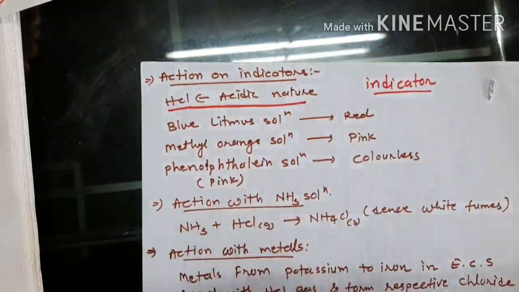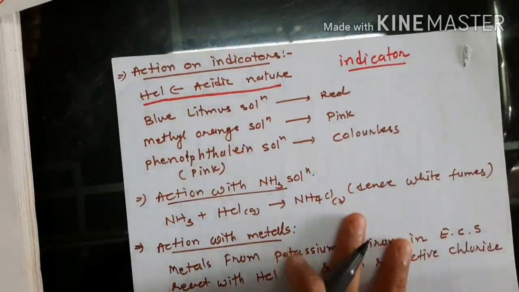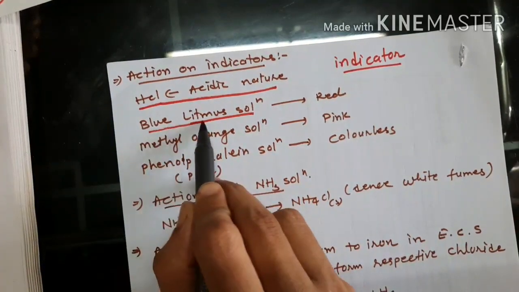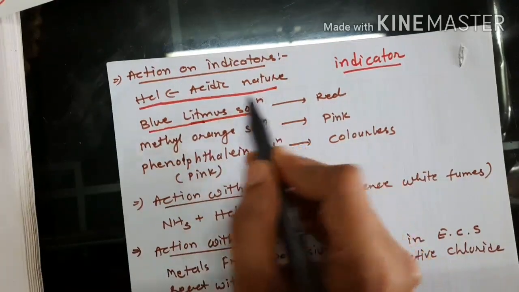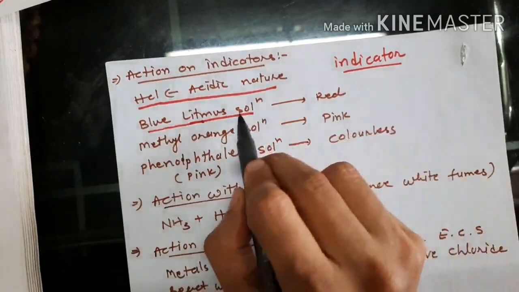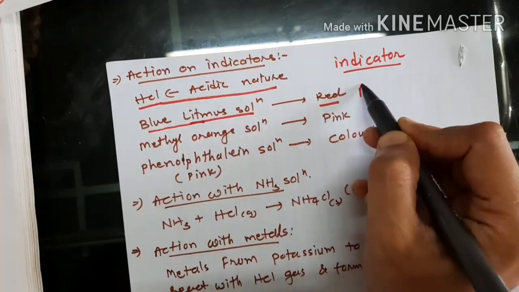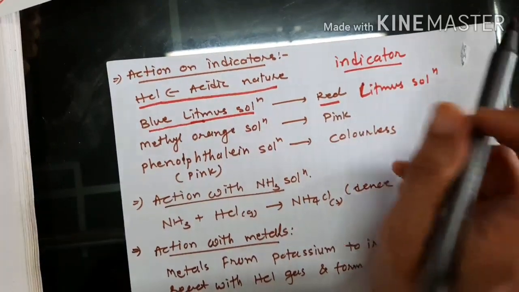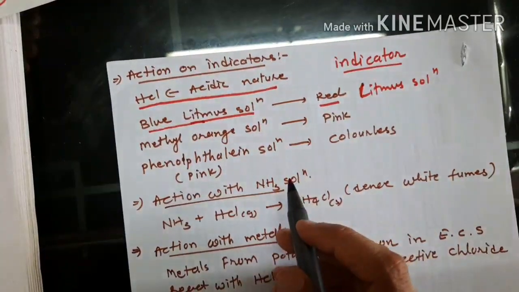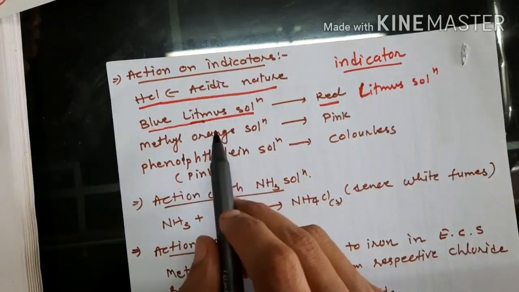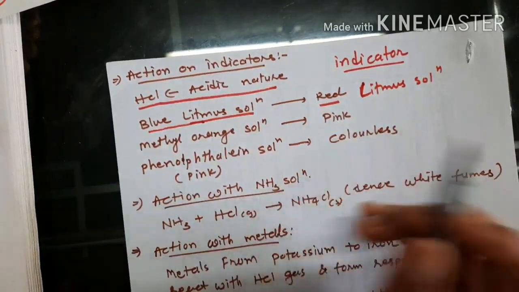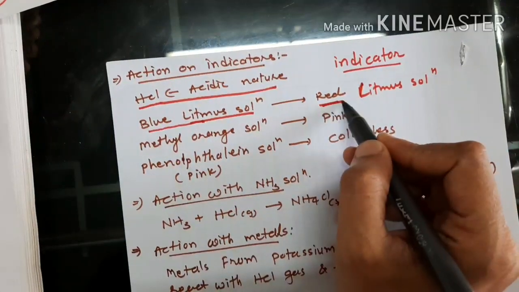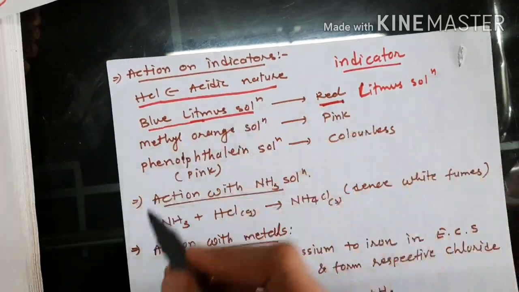Here the blue litmus, you learned litmus paper, here the litmus solution is also there. When we add HCl to the blue litmus solution, the blue litmus solution converts into red litmus solution. If we take a test tube, add about 1 to 2 ml of HCl, and add blue litmus solution, the solution becomes red in color. That indicates that it is acidic in nature.